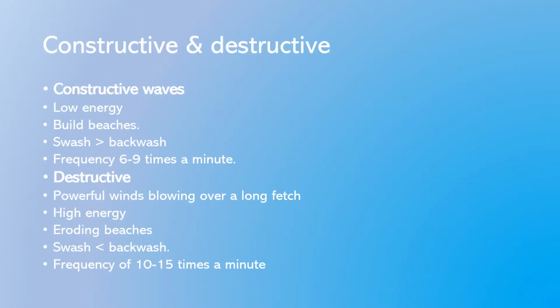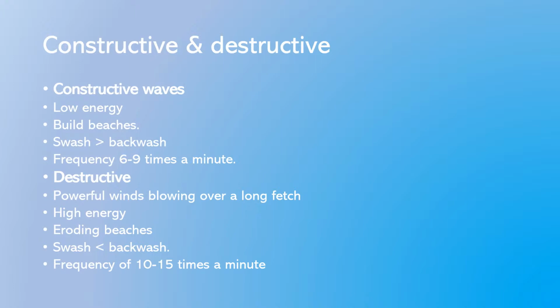Waves can be constructive or destructive. Constructive waves have lower energy and deposit material, forming beaches. They are characterized by having a strong swash and weak backwash, with a low wave height and long wavelength. Constructive waves are low frequency and subsequently hit the shore 6 to 9 times a minute.